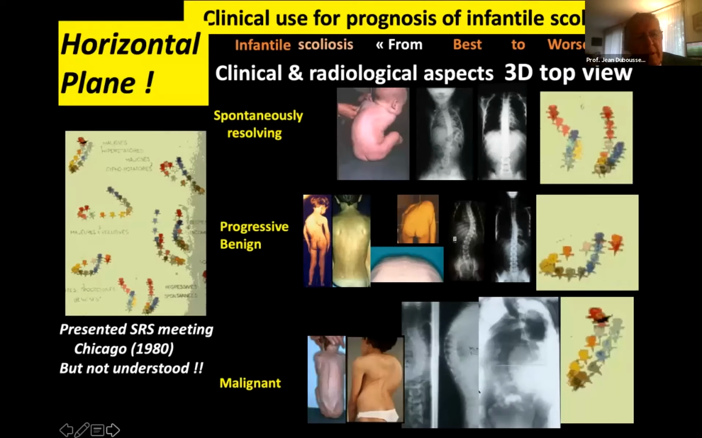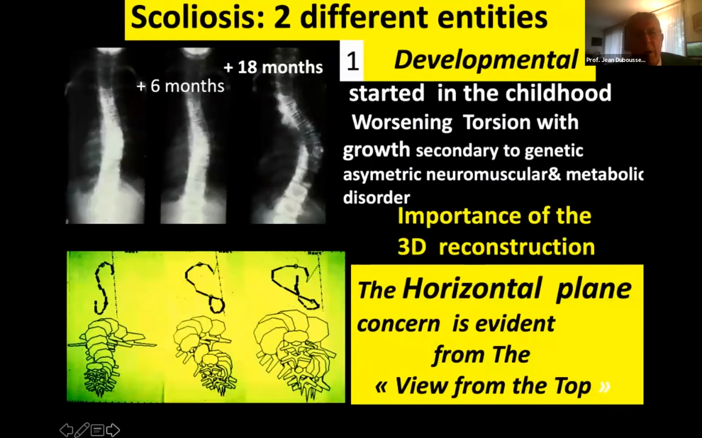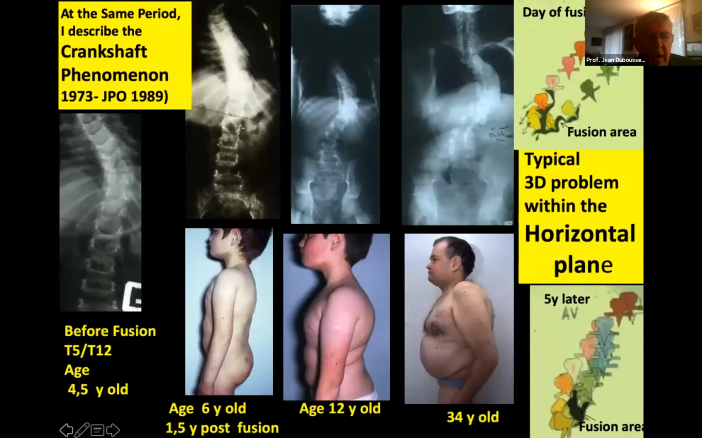And you remember that I presented at the SRS meeting in Chicago in 1980, that the prognosis of infantile was very easy when you view from the top the projection of the deformity. But I was not understood, of course. When I described the crankshaft phenomenon, it is the same thing.